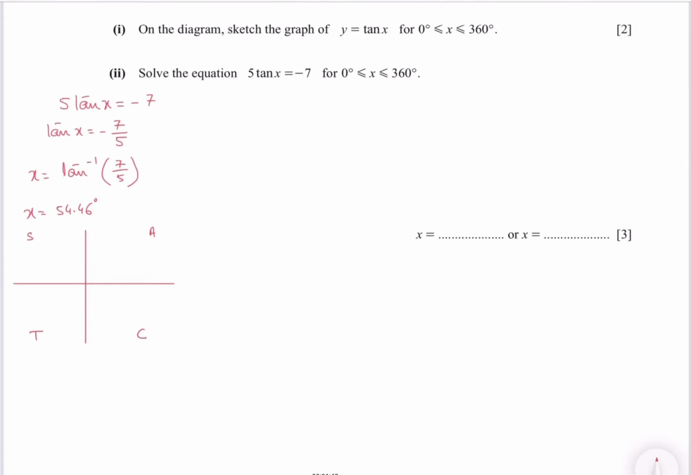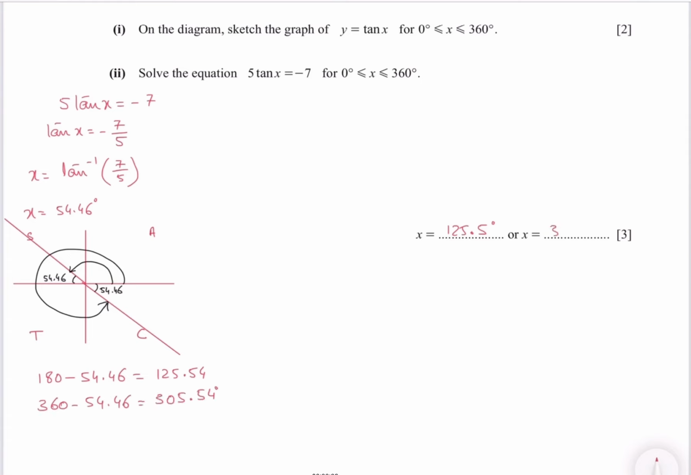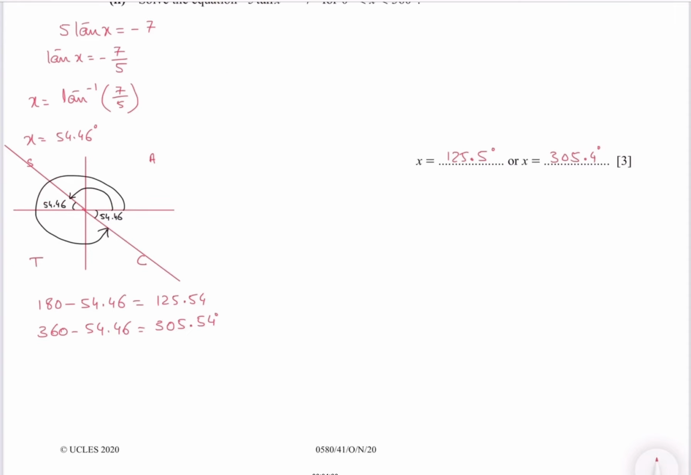54.46. Now check ASTC. Your tan is negative in the second and fourth quadrant, and your basic angle 54.46 is always made with the x-axis. So first your angle is 180 minus 54.46, and your second is 360 minus 54.46. So this is your final answer of the final question.